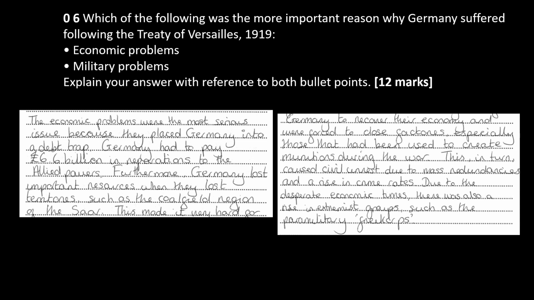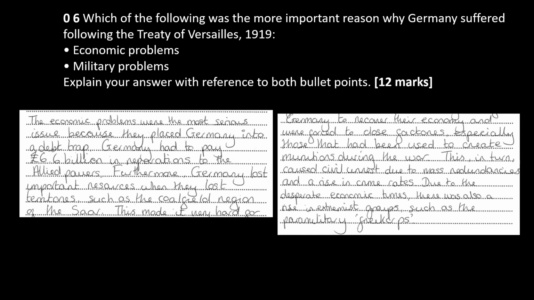For this paragraph, I have written the economic problems were the most serious issue because they placed Germany into a debt trap. Germany had to pay £6.6 billion in reparations to the Allied powers. Furthermore, Germany lost important resources when they lost territories, such as the coalfield region of the Saar. This made it very hard for Germany to recover their economy and they were forced to close factories, especially those that had been used to create munitions during the war. This in turn caused civil unrest due to mass redundancies and a rise in crime rates. Due to the desperate economic times, there was also a rise in extremist groups such as the paramilitary Freikorps.